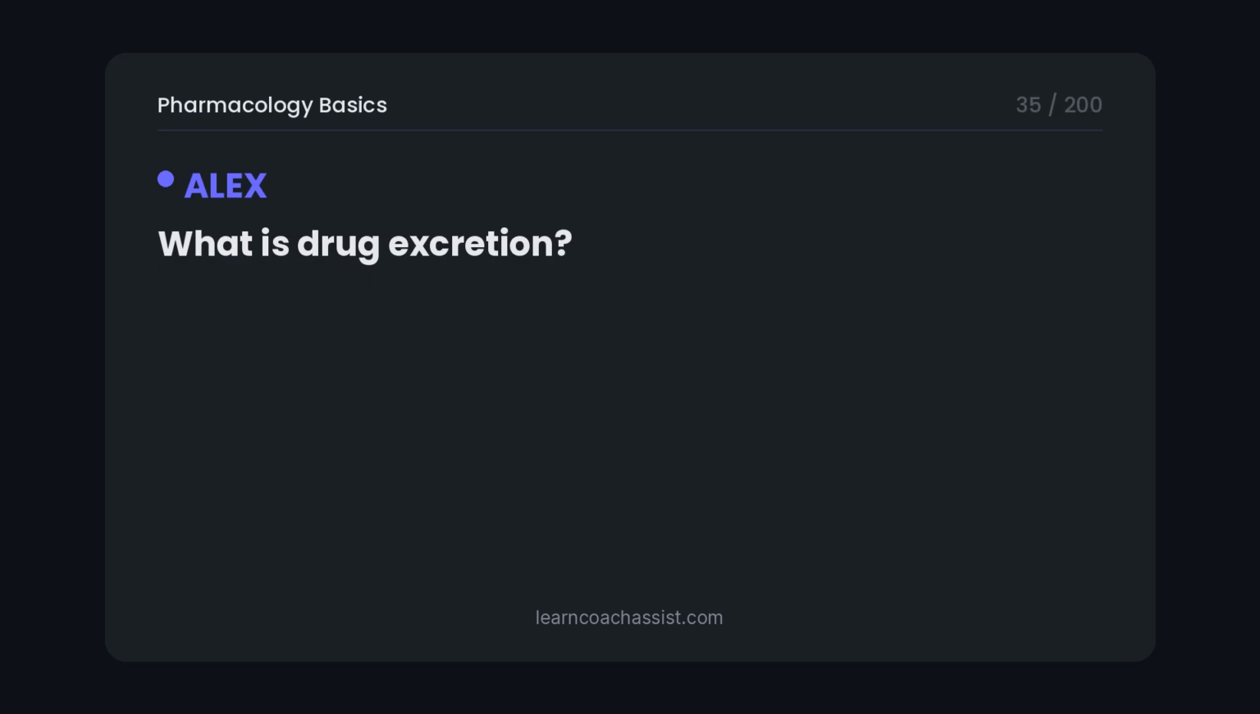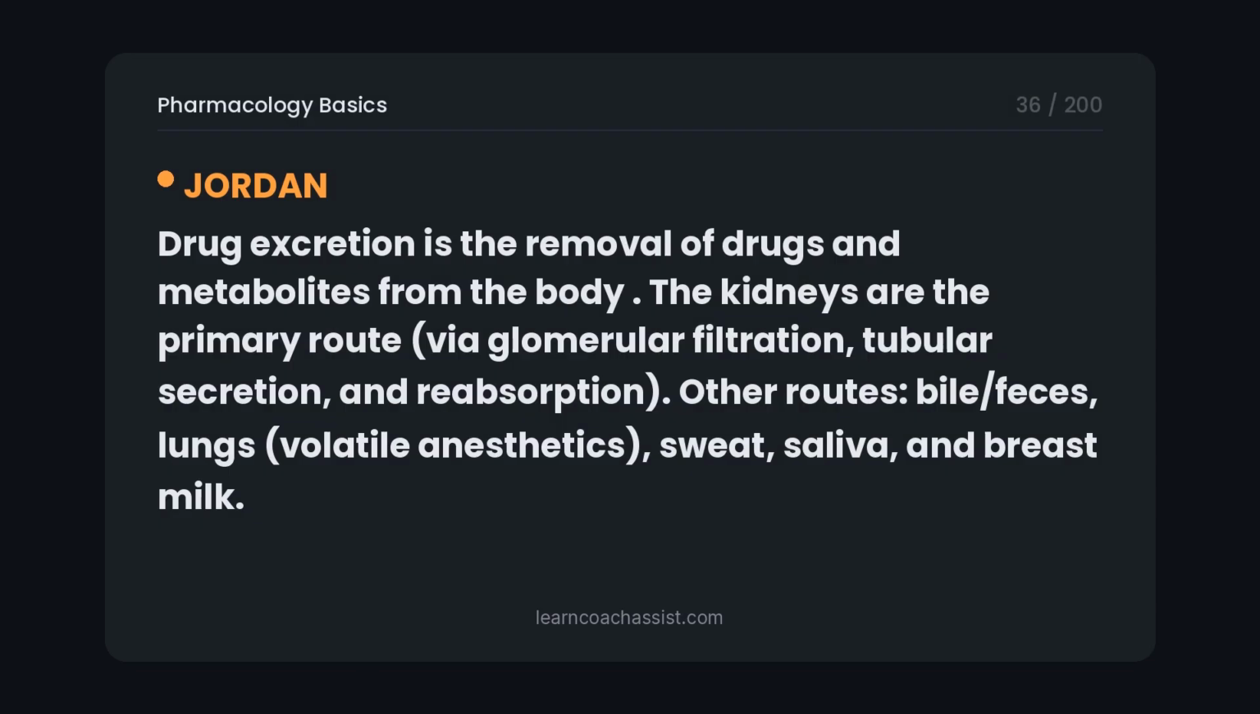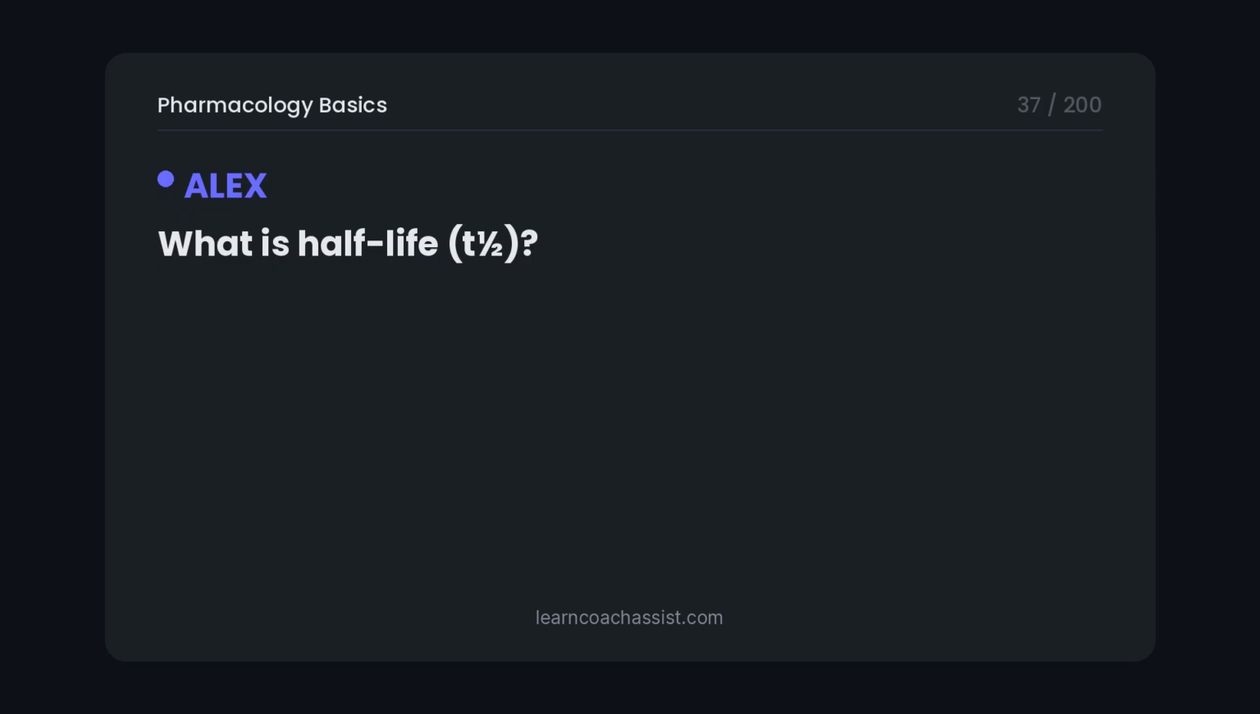What is drug excretion? Drug excretion is the removal of drugs and metabolites from the body. The kidneys are the primary route, via glomerular filtration, tubular secretion, and reabsorption. Other routes: bile/feces, lungs, volatile anesthetics, sweat, saliva, and breast milk. What is half-life, T1/2?